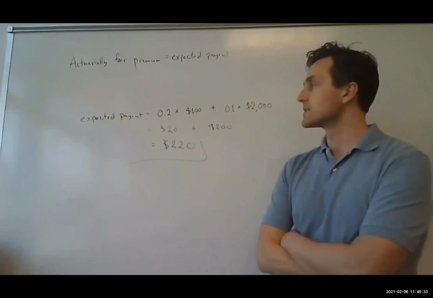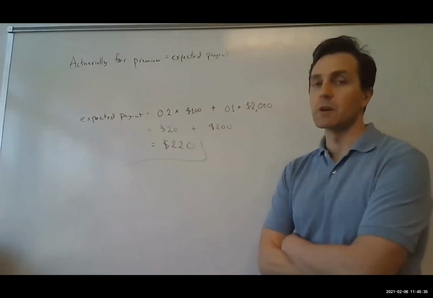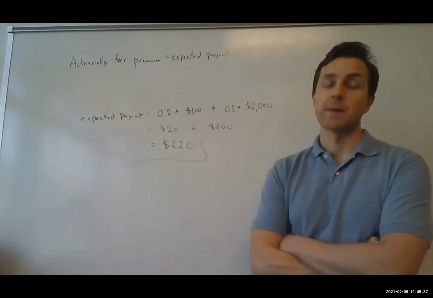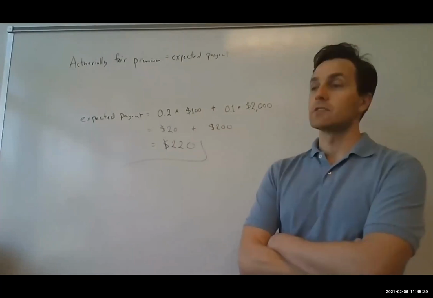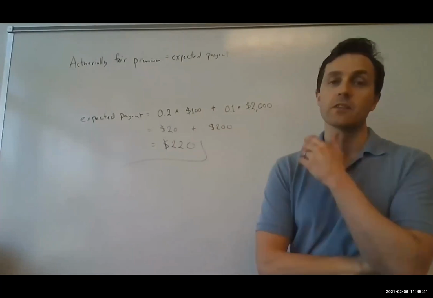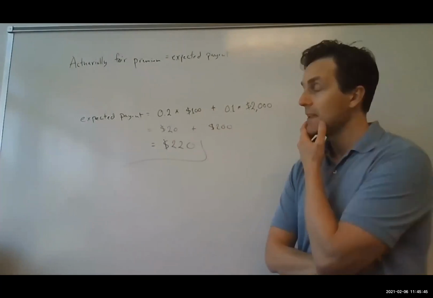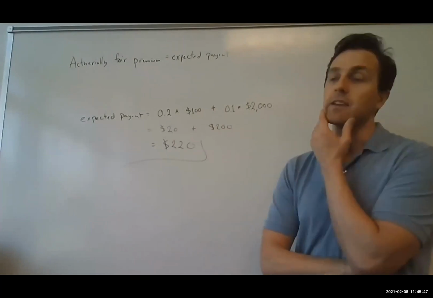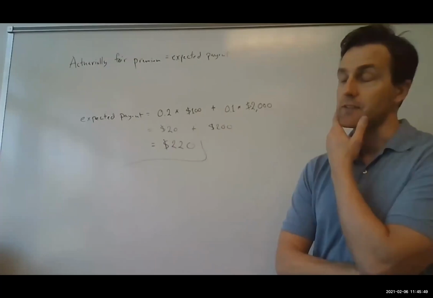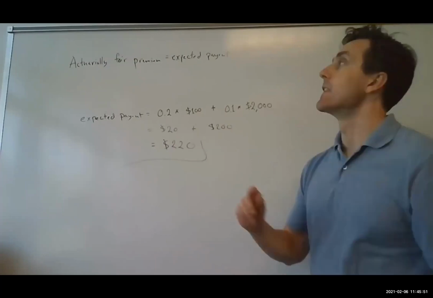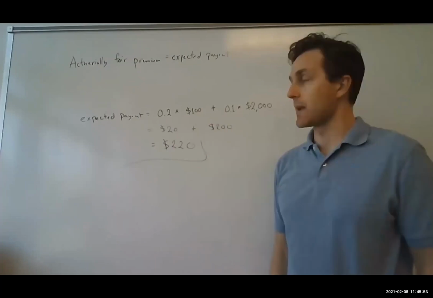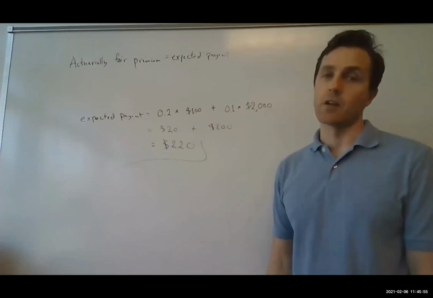So in other words, what the insurance company expects to pay out on average across all of its insurance policyholders is $220, right? And if the insurance was actuarially fair, then the premium would equal that expected payout. And so the premium would be $220 as well.